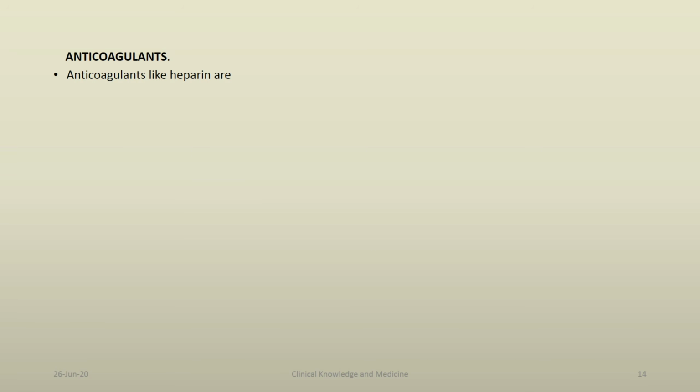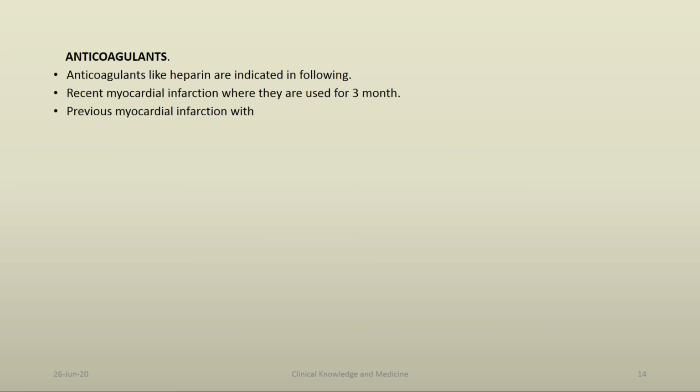Anticoagulants. Anticoagulants like heparin are indicated in the following: recent myocardial infarction, where they are used for 3 months. Previous myocardial infarction with ventricular aneurysm. Presence of artificial valve. Progressive stroke.